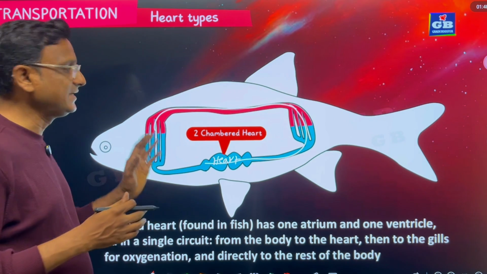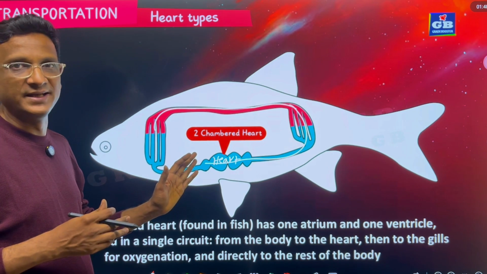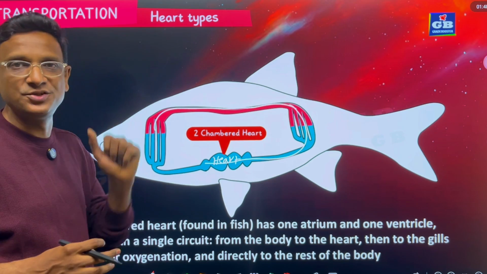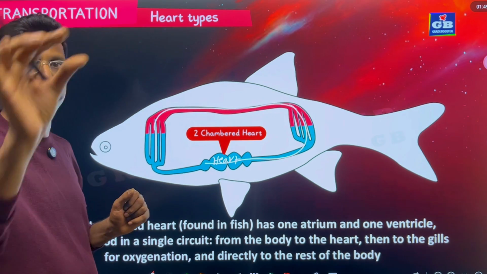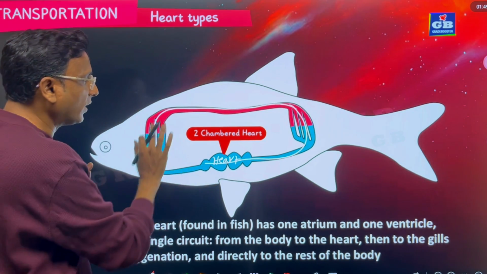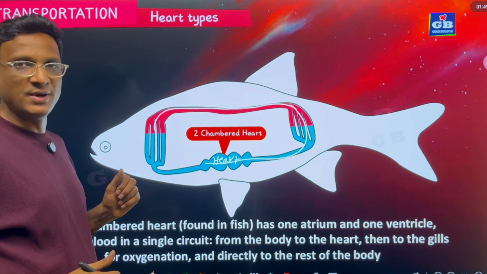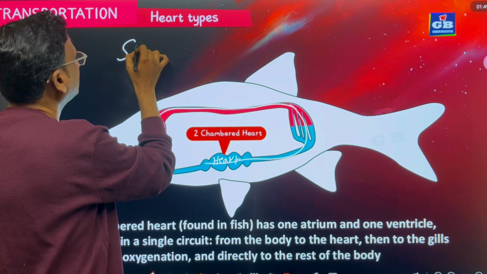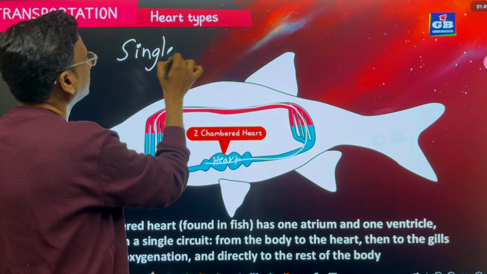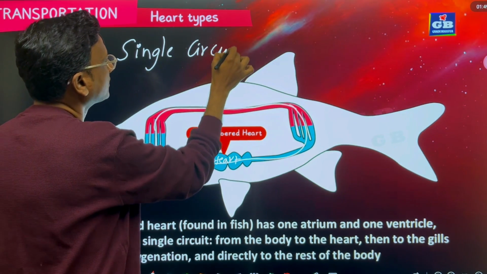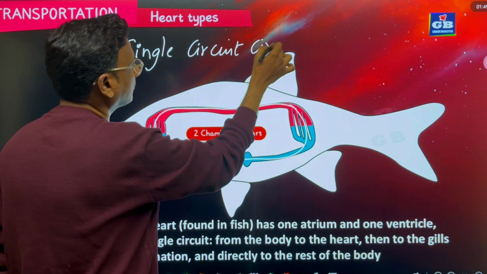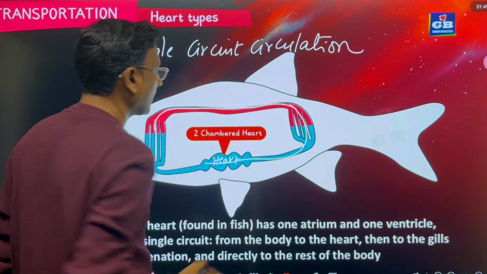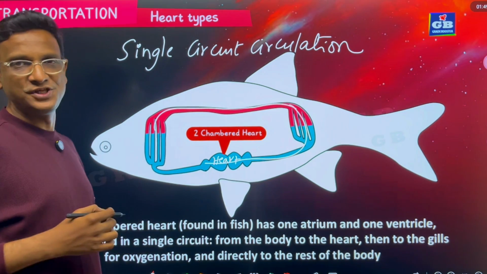So children, you can see here only 2 chambers are there, and we observe only one circuit. You know what is a circuit? In physics you are studying. Circuit is a closed path. Here only one circuit in the blood circulation. So this kind of circulation is called as single circuit circulation, which is seen in fishes.